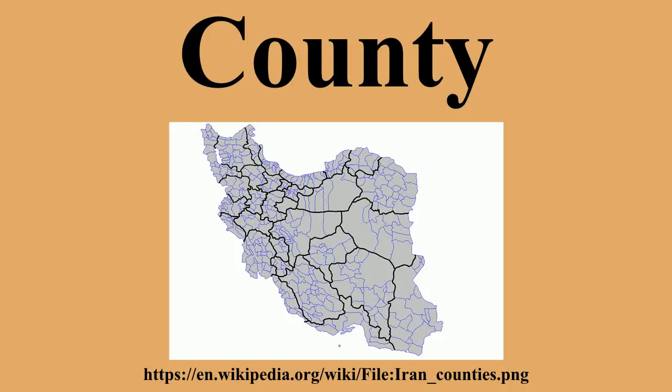Italy. In Italy, the word county is not used. The administrative subdivision of a region is called provincia. Italian provinces are mainly named after the principal town and comprise several administrative subdivisions called comuni. There are currently 110 provinces in Italy.